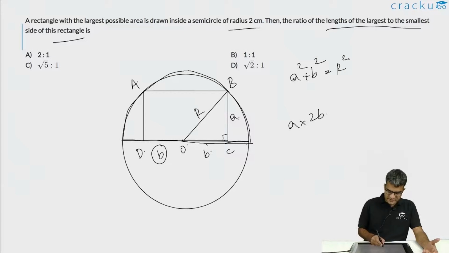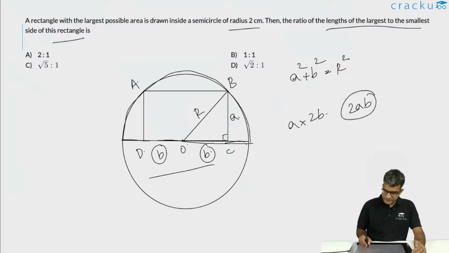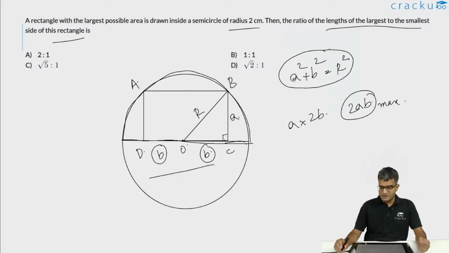Because O is the center of CD, the area of the rectangle is length into breadth. This is A into 2B. So we are required to maximize 2AB. And what is the condition we have? We know that A square plus B square is R square. And we are required to maximize 2AB.